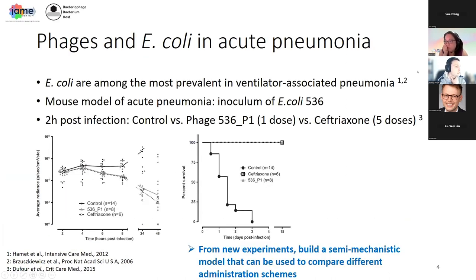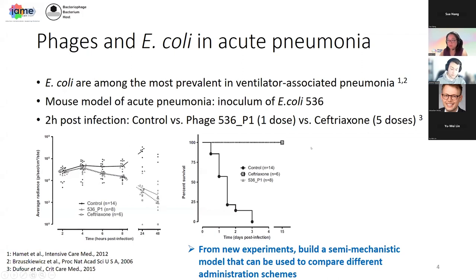So there was this study conducted by Institut Pasteur on Escherichia coli, which is the most prevalent bacterium in ventilator-associated pneumonia. There is this mouse model of pneumonia that they have in the Institut Pasteur lab, and here they investigated the impact of the phage, only one dose of phage 536P1, and compared it to the impact of the antibiotic ceftriaxone, in five repeated doses. It led to similar results, which here is the bacterial load in the lung, and the same survival in both the antibiotic and the phage arms.